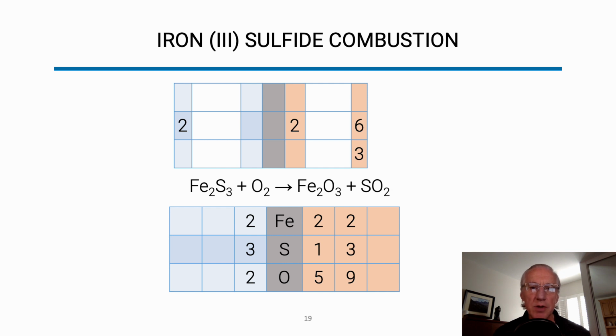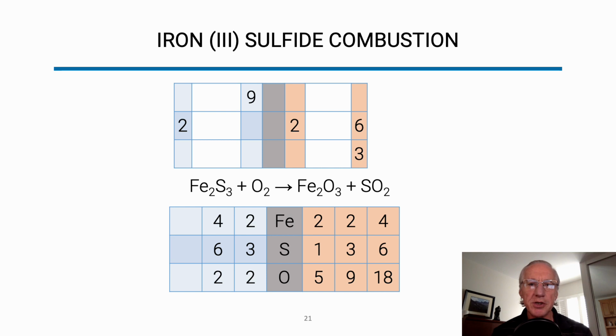In this case, we would put a 2 in front of the iron 3 sulfide, a 2 in front of the iron 3 oxide, and we would double the 3 on the sulfur dioxide, so that would give us a coefficient of 6. The count on the left is now 4 irons, and we have 4 irons on the right. We have 6 sulfurs on the left and 6 on the right, but we still only have 2 oxygens on the left and 18 on the right.